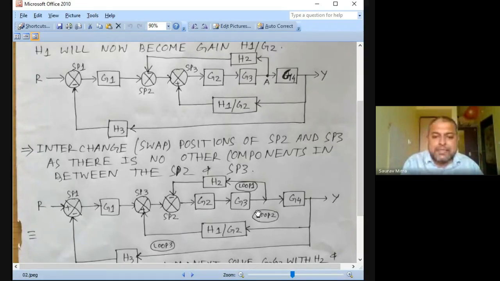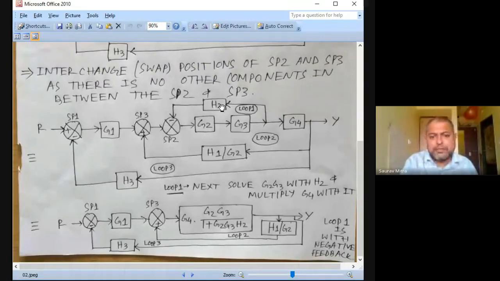This will be the first loop, and then the second loop is H1 G2, which is related to SP3, while the SP2 related components are loop 1. So now I'm redefining the loops. After these two steps, you find that all entanglements are removed, and now you can go for solving the loops. G2 G3 H2 form a loop. G2 G3 by 1 plus G2 G3 H2 is the first, and whatever you get will be used as the G in the second loop, with feedback H1 G2.